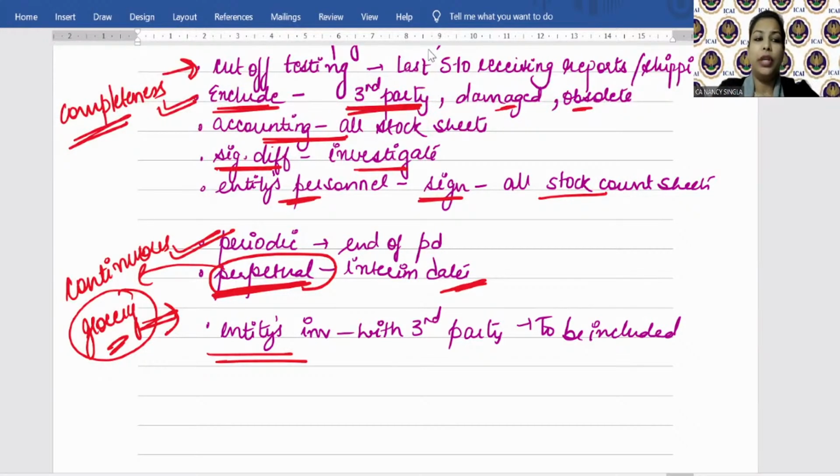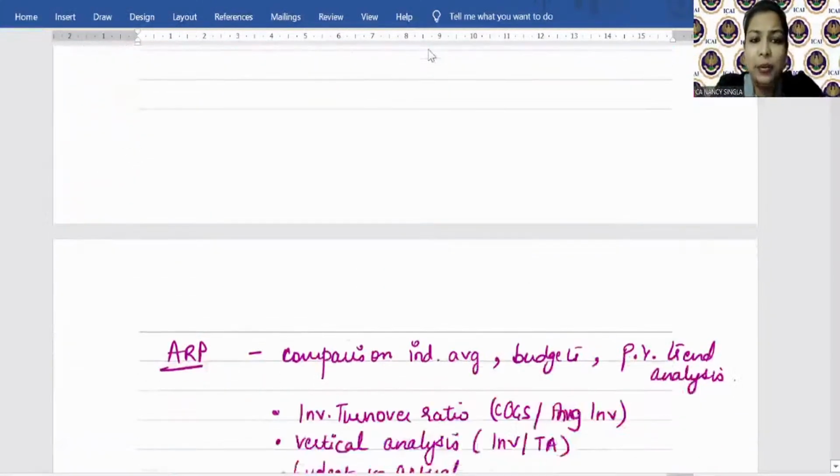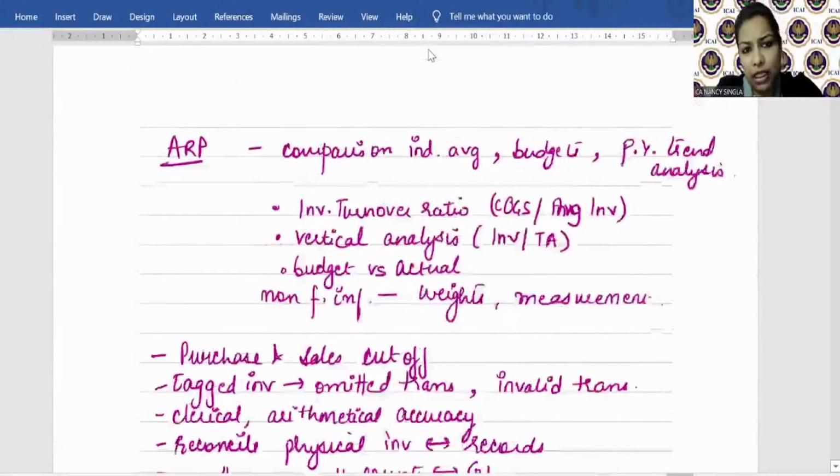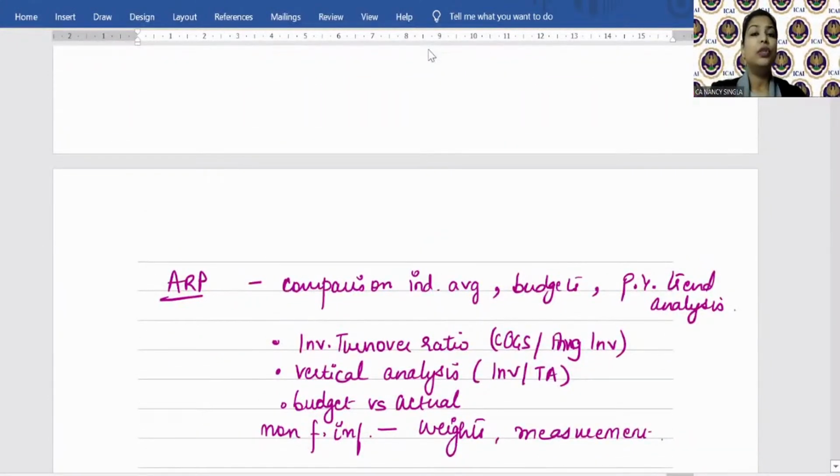Further, this is the same point that we have done, that inventory lying with the third party shall not be included. In the last session, students, if you remember, I discussed with you various analytical review procedures the auditor can perform with respect to verification of inventory.